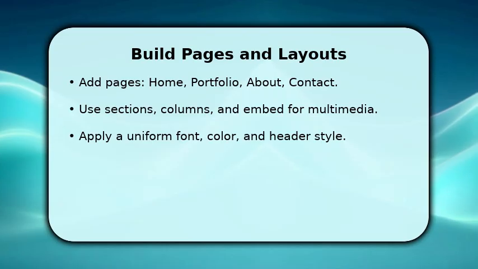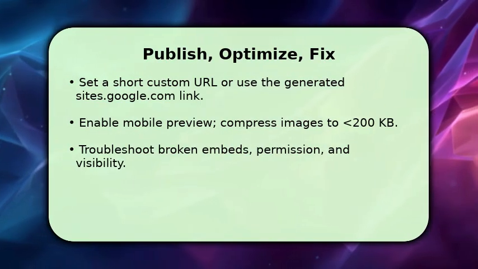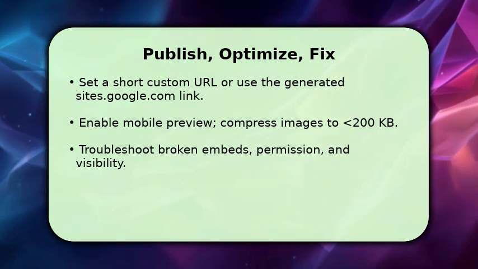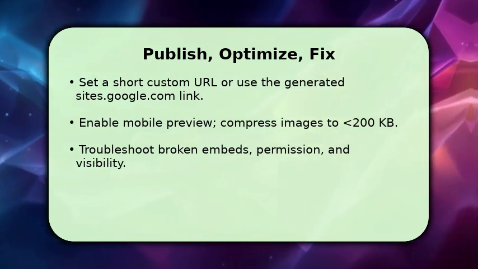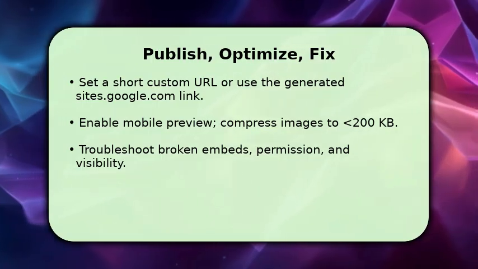To finish, choose a clear site address and click Publish, then test on mobile and desktop to confirm responsive behavior. Once published, optimize by compressing images under 200 KB and adding alt text so pages load faster and are accessible.